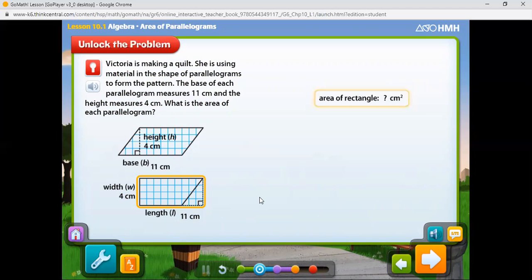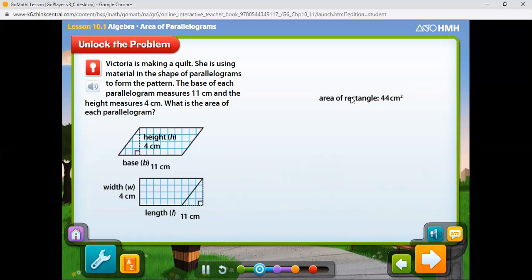Do you know what's the area of the rectangle? Do you remember how you found the area of a rectangle when you were in grade 5? There is a formula for finding the area of a rectangle. What's the area of a rectangle? The area of the rectangle is the length, 11 centimeters, times the width, 4 centimeters, which equals 44 square centimeters.